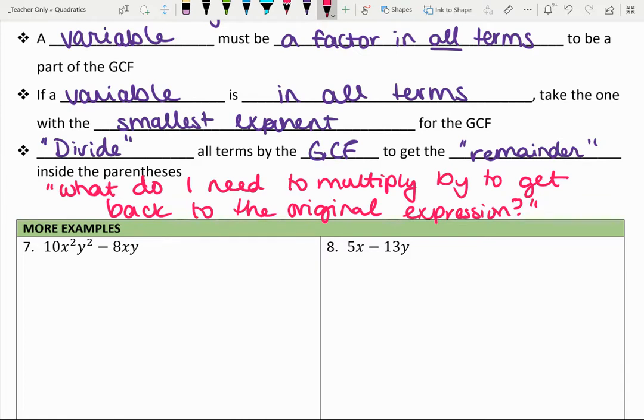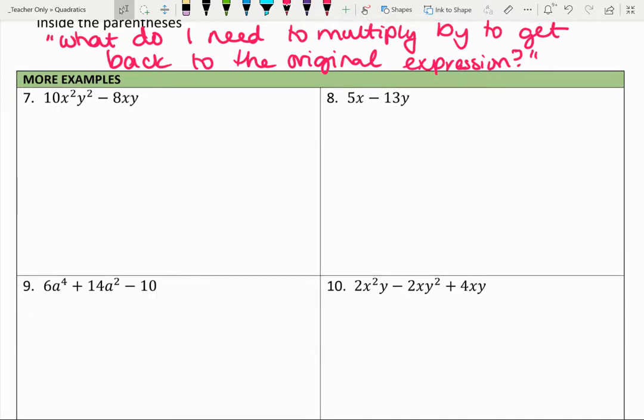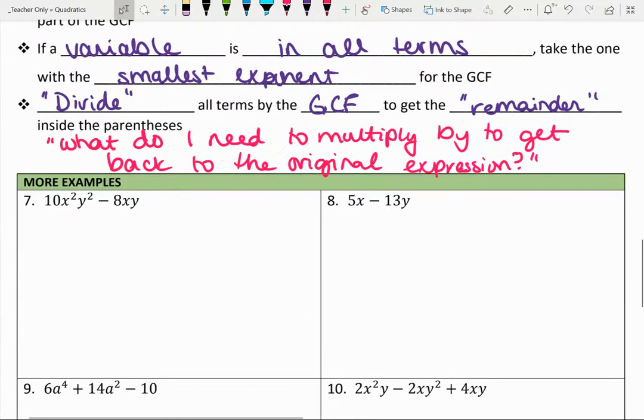So again, if I take out my GCF, the question then becomes, what's left would be the thing or things I need to multiply by in order to get back to the original expression. So just a few more examples here, because I do think it's helpful, and some of these examples are going to get a little bit more complex, but that's what we're doing them all together for.